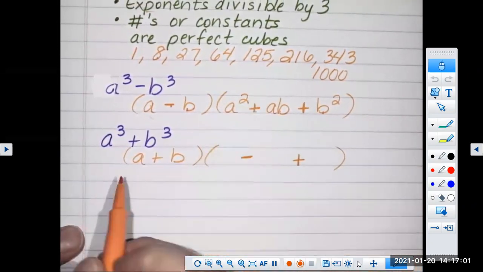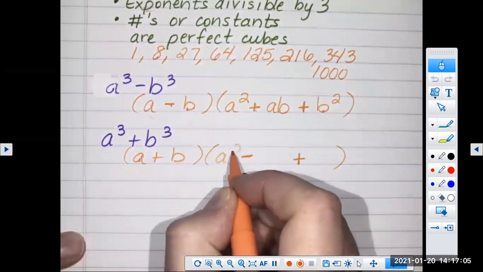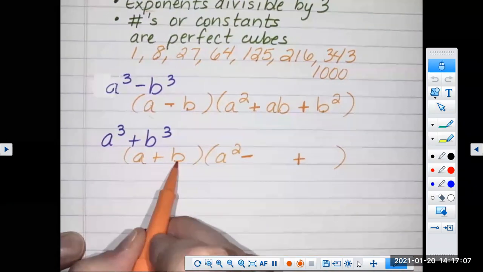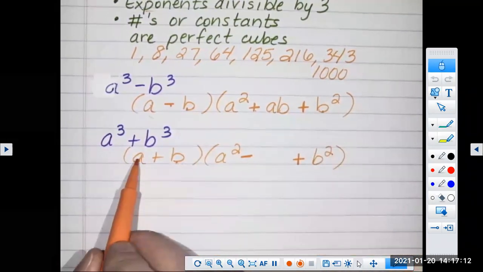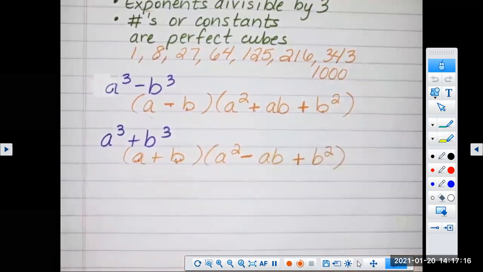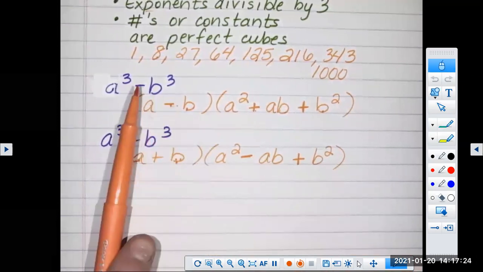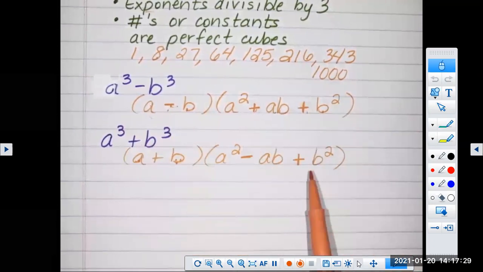Same thing applies. You'll square whatever your first term is to get your first term here. You'll square the last term to get your last term here. And you'll take a and b, whatever those terms are, multiply them together to get the middle. Your signs are predetermined, in a sense. First sign is always the same as what's in your problem. Second sign is always opposite. Last sign is always plus.